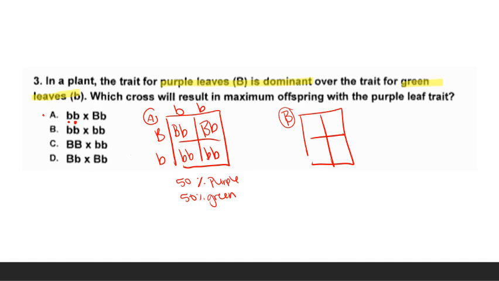So what we'll do is we'll do this for each of the answer choices A, B, C, and D, and then you will compare this outcome right here. And whichever one has the maximum amount of purple leaf traits, that's the parent pairing that you will choose for your answer.